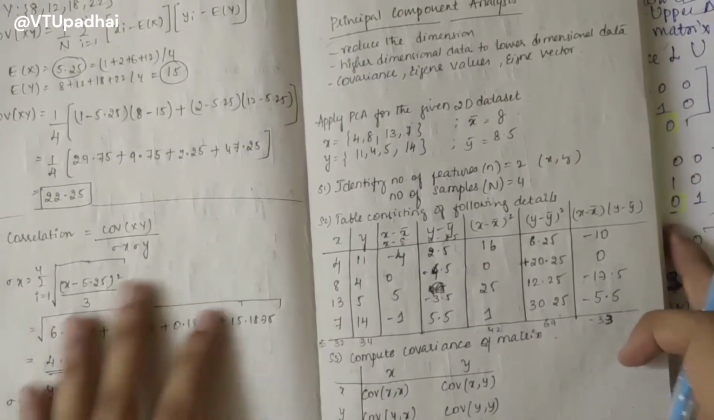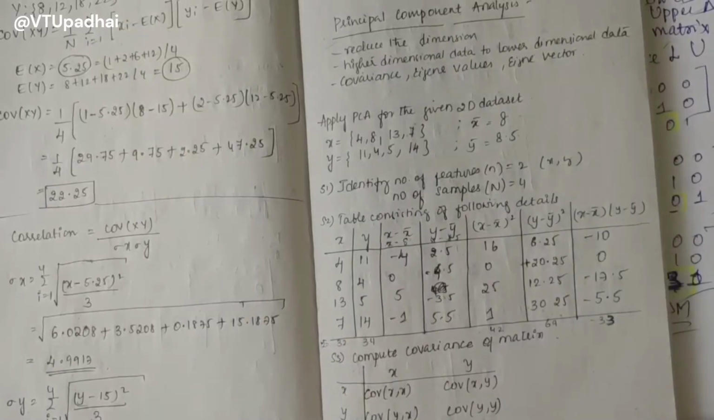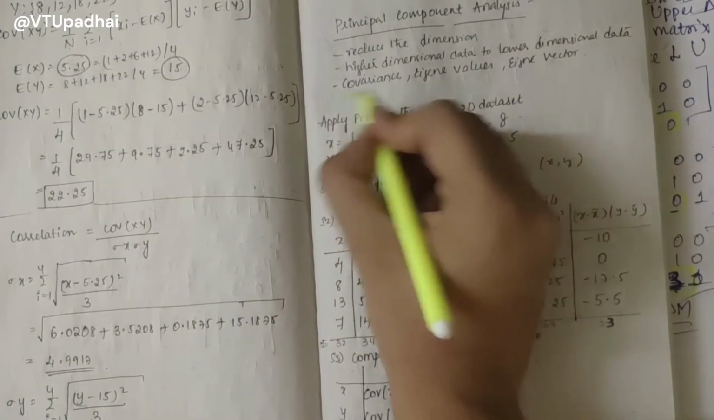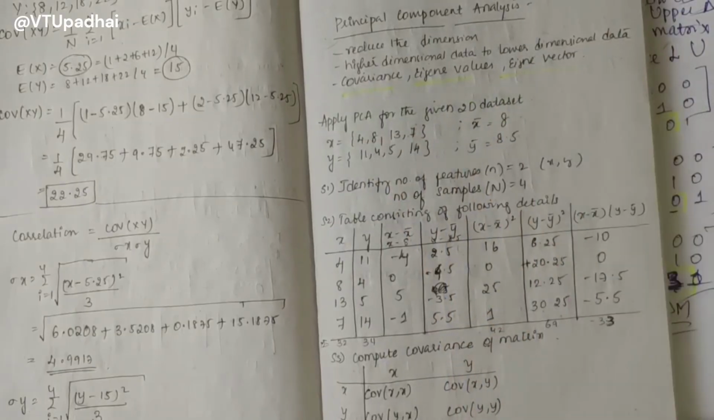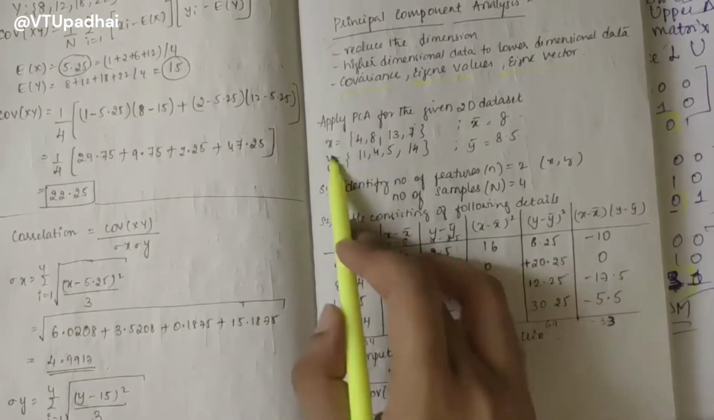In principal component analysis, we try to reduce the dimension. So the higher dimension data is reduced to lower dimensional data here. In order to perform this, we make use of covariance, eigenvalues, and eigenvectors. So this is the question they have given. 4, 8, 13, and 7, the values are given here.